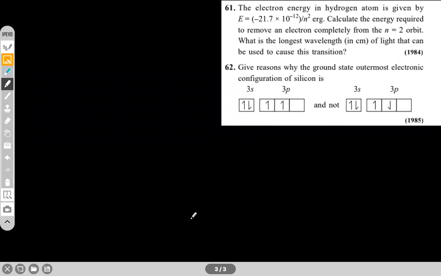Okay, the electron energy in a hydrogen atom is given by this. Calculate the energy required to remove an electron completely from the n equals 2 orbit.